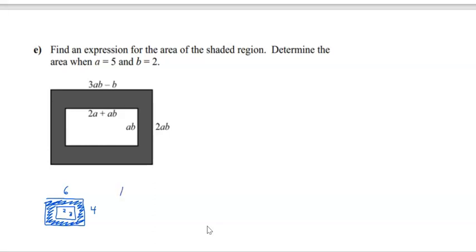Well, what I would do is get the area of the whole box, and then take away the area of the inside. And that would give me the area of the shaded portion. So that's my plan here for the polynomials. If I had whole numbers, I would do 6 times 4 for the big box and 2 times 3 for the little box, and I would subtract, and that would give me the shaded portion.